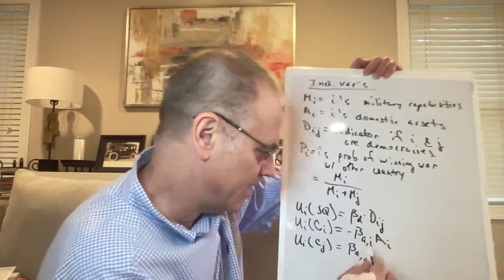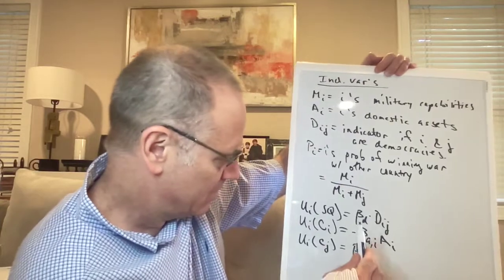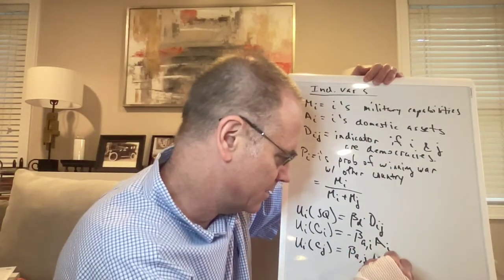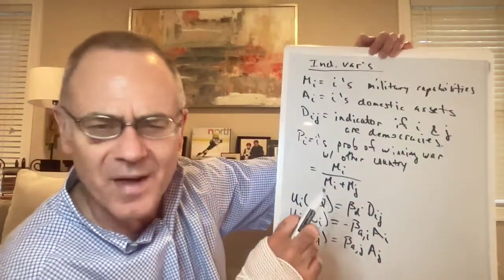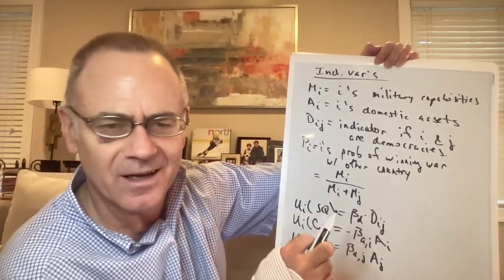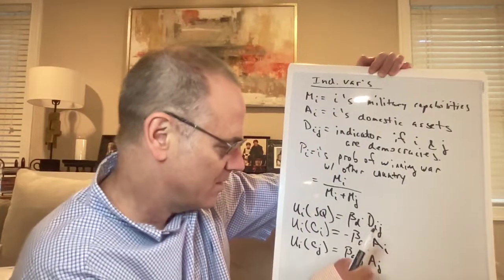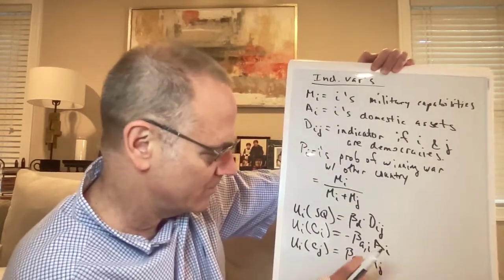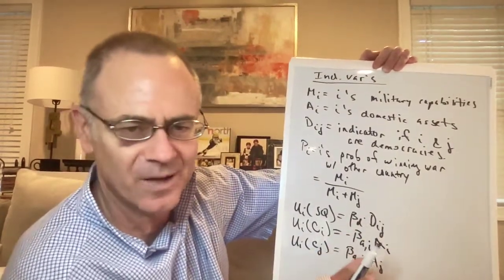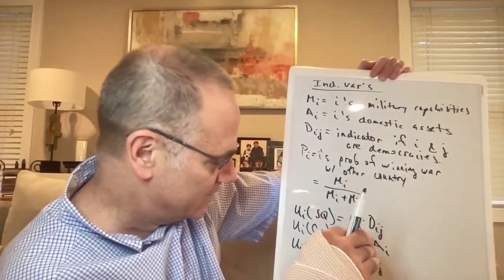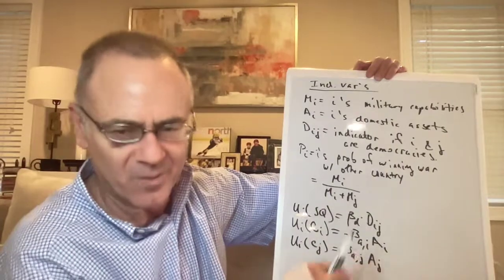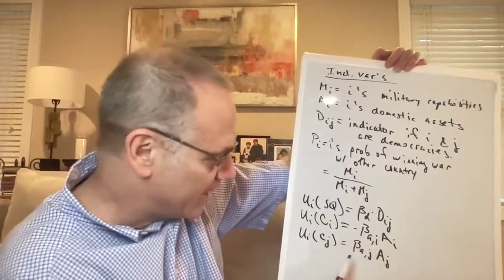Beta A sub J times the other guy's assets, A sub J. It's not going to matter that much, because it turns out we're not quite going to estimate these things. I'll explain. It'll become more clear later. But anyway, for now, I'll just say it's beta.